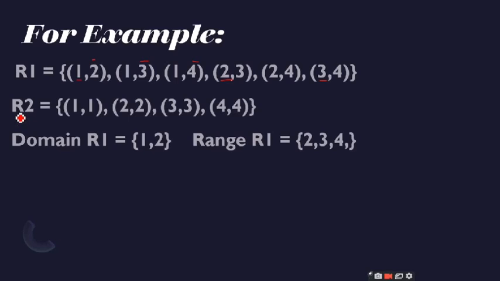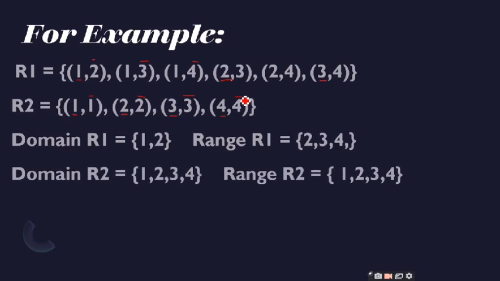Now if we talk about relation 2, in relation 2 the domain is 1, 2, 3 and 4. And the range is also 1, 2, 3, 4. Domain of relation 2 is 1, 2, 3, 4, and range of relation 2 is also 1, 2, 3, 4.